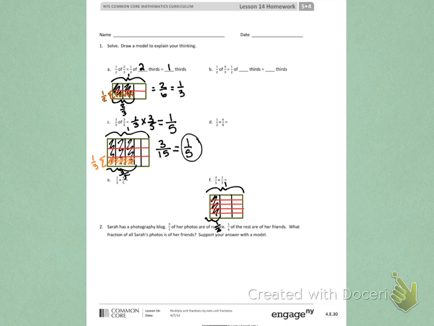And I want to shade 4/5 of them. So 4/5 would be right here. 1, 2, 3, 4. So that's 4/5. So altogether, we have created 15 units, and we shaded 4 of them. So it's 4/15. So 4/5 times 1/3 is 4/15.